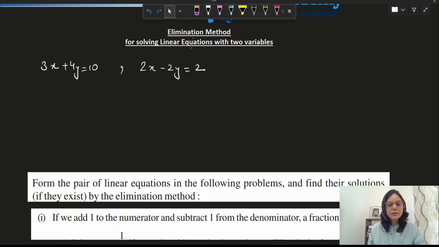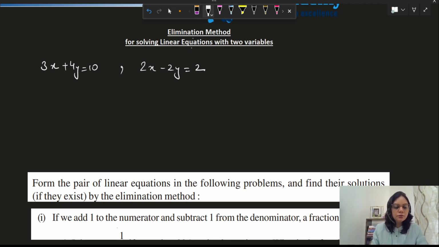Hello students. So in this video we are going to learn about the elimination method to solve linear equations with two variables. This is another algebraic method. The first one was the substitution method, as you would have seen in the videos. So let's start with this. Let's consider this example to know what the method is.